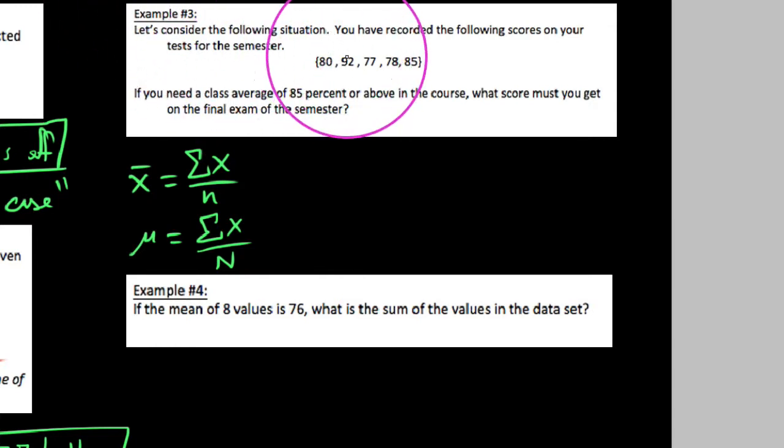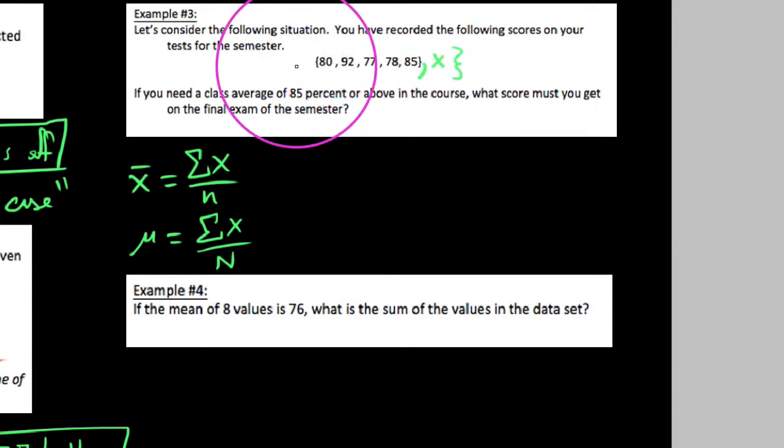Consider the following situation. Let's say you've taken 5 tests so far this semester, and here are their scores. And let's say these are percentages. What we know is we need to have, say, a class average of 85% or above for some reason. The question is, what score do we need to get on the final exam? So we'll look at this final exam as being some other data point here.